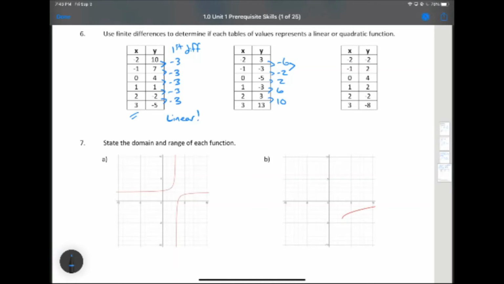However, going from negative 6 to negative 2 is an increase of 4. Going from negative 2 to 2 is an increase of 4. 2 to 6 is an increase of 4. And 6 to 10 is an increase of 4. These are the second differences. And because they are the same, we can conclude this is a quadratic.